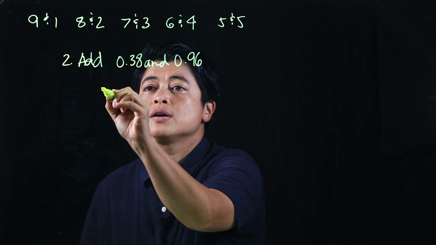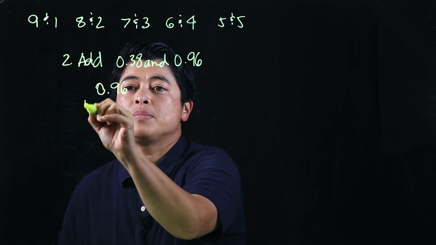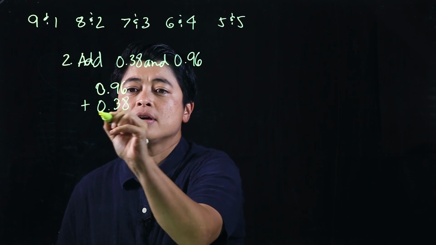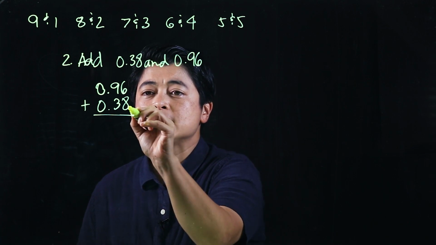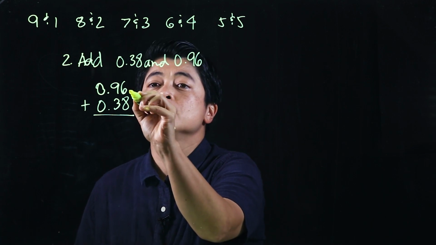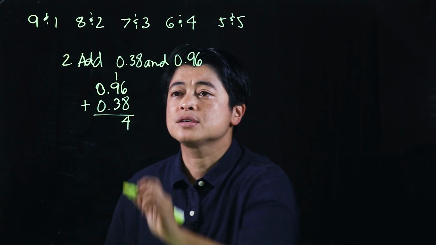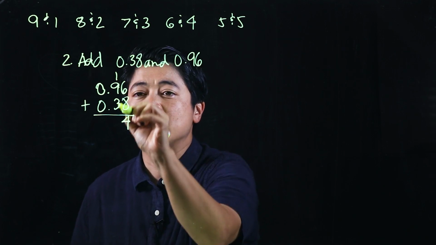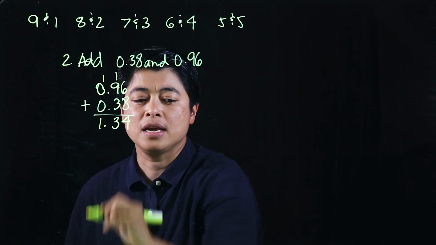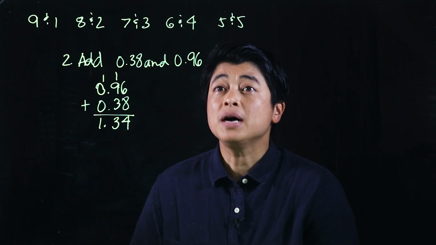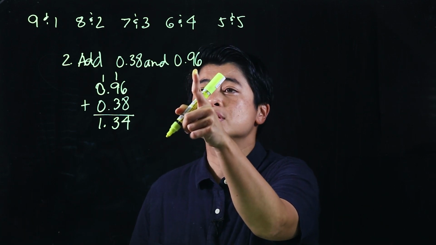If we do the computational, this is 0.96 on top plus 0.38 on the bottom. Okay, the decimals are aligned. Therefore, we are consistent. We need 2 to get to 10. So that means we have an extra 4. That will be 14. So if we add 9 plus 1 is 10 plus 3 is 13, which means that would be 1.34.